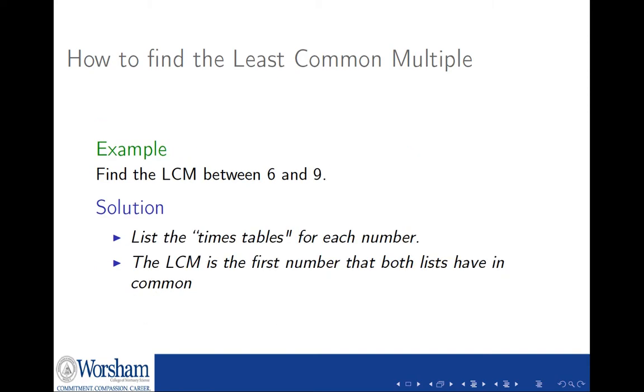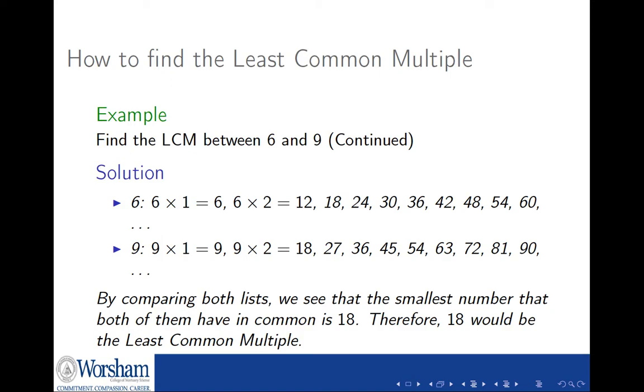Now let's find the least common multiple between 6 and 9. Still doing the same process. 6 times 1, 6 times 2, times 3, times 4, times 5, and so on. Same thing with 9: 9 times 1, times 2, times 3, times 4. The LCM is going to be the smallest number that both lists have in common. So 6 times 1 is 6, times 2 is 12, 18, 24, and so on. For 9: 9, 18, 27, 36, 45, 54.